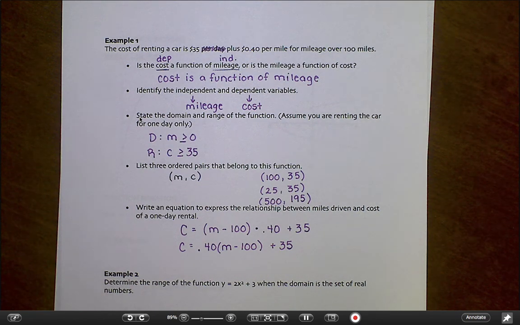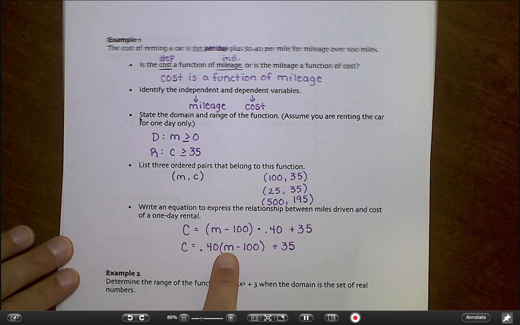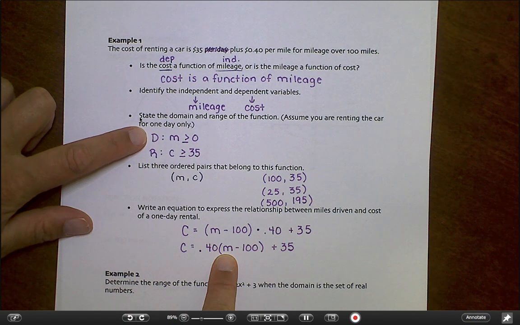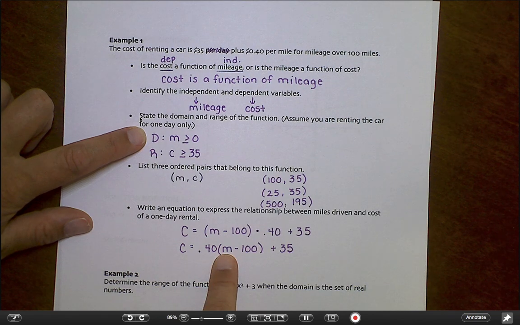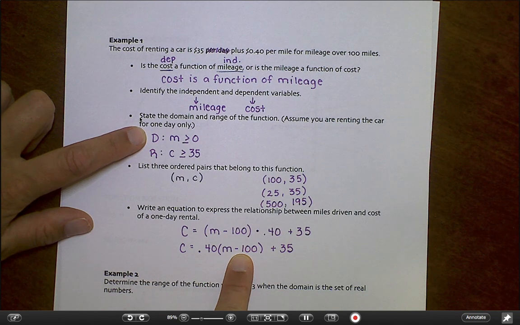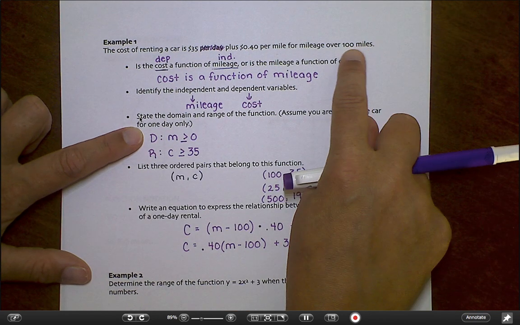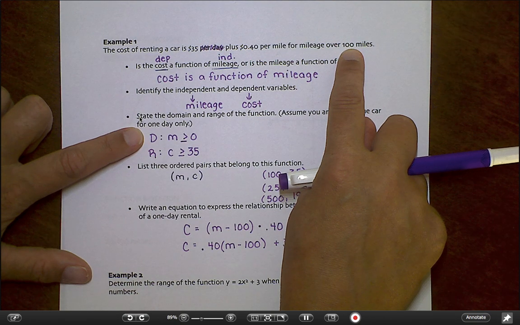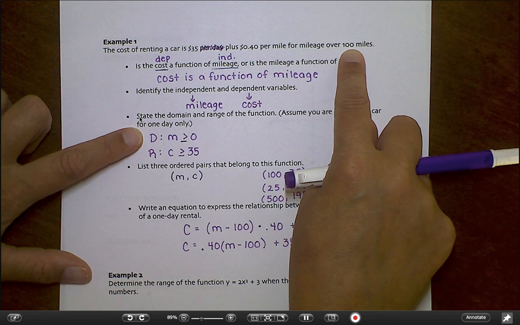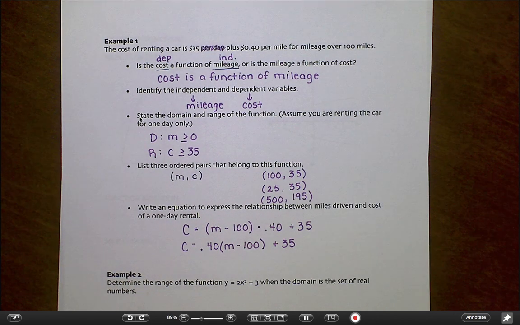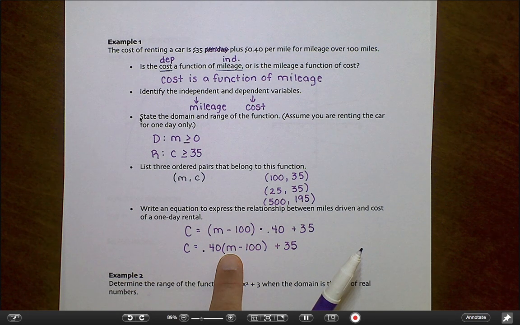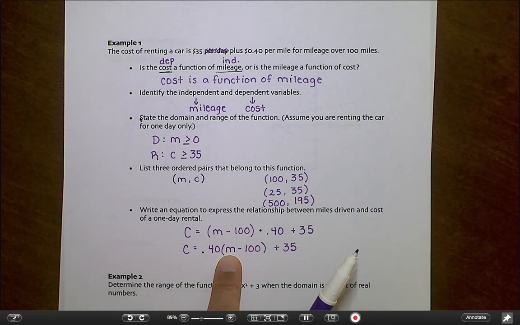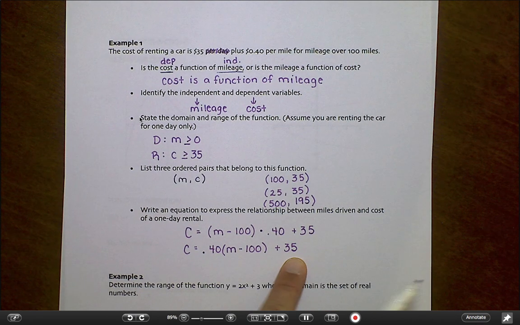But there is a slight issue here. We said that our domain for mileage was anything greater than 0, right? And so if I plug in something that's smaller than 100, if I were to plug in that 25, I'm going to get a negative number here. And as nice as it is that they don't charge us for those first 100 miles, they're certainly not going to pay us to drive the car, right? We're not going to have negative money to work with. But that's exactly what would happen here if I plugged in the 25, is I would get a negative value here and I would actually bring down that $35 cost, okay?